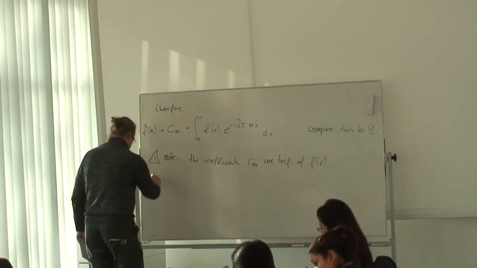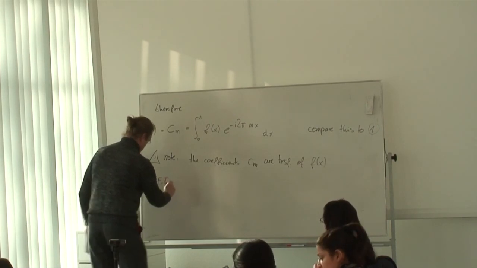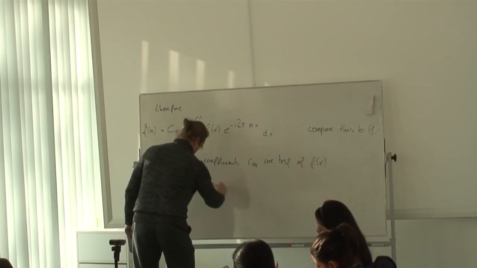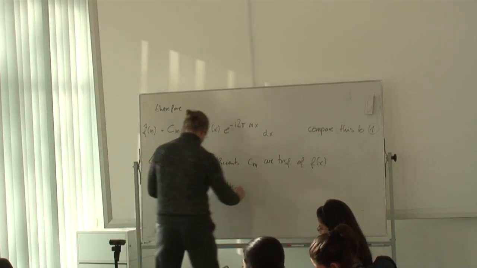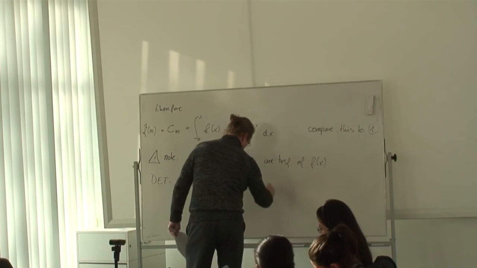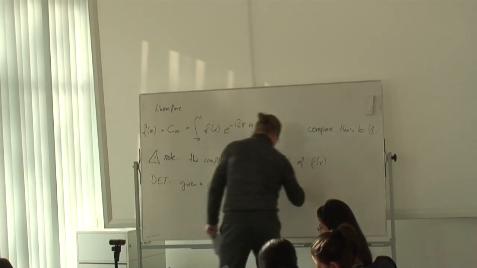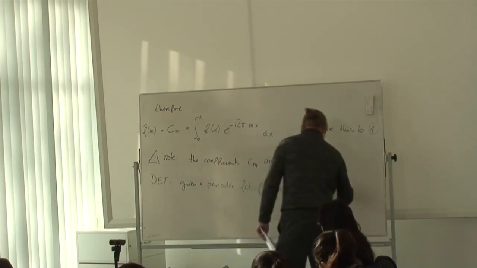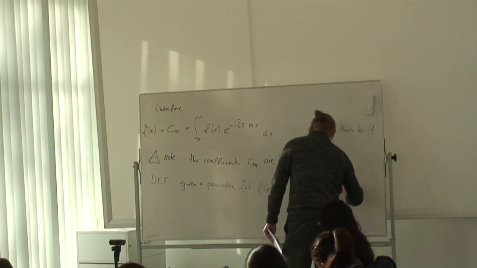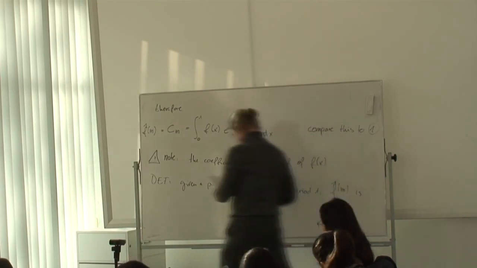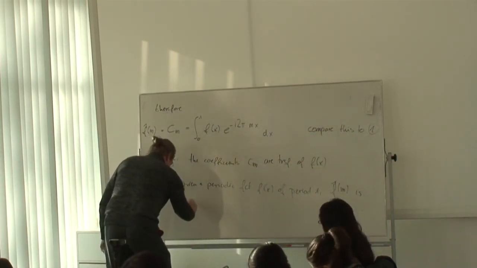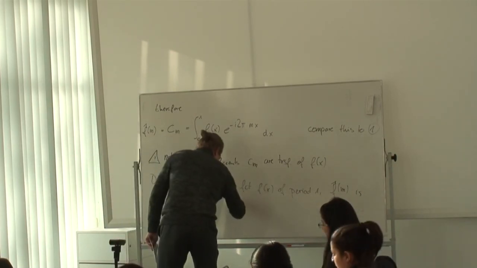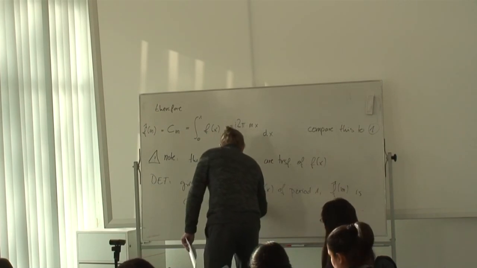And here's the final definition for today. Definition: given a periodic function f of x of period 1, this function f hat of m is called the m-th Fourier coefficient.